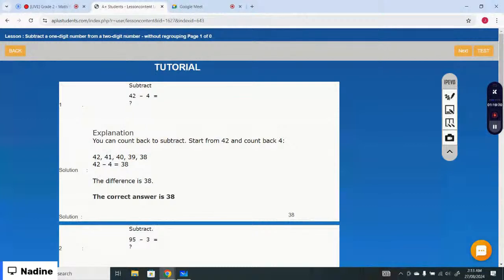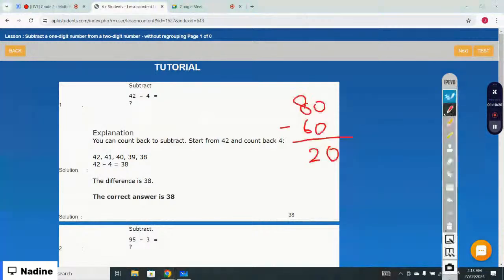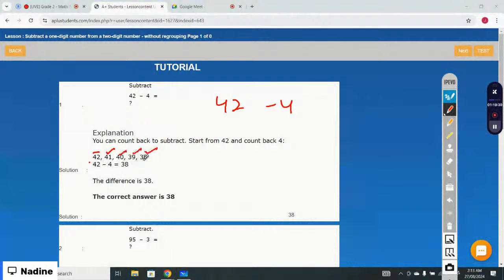Let's just start with the first example. That is 42 take away 4. So you have to count back to subtract, right? Count back 4 digits. Start with 42 and count back 4 digits. So 41, 40, 39, and 38. So when you go back 4 digits, the correct option is 38. So basically, you have to use the backward counting over here. Got it?